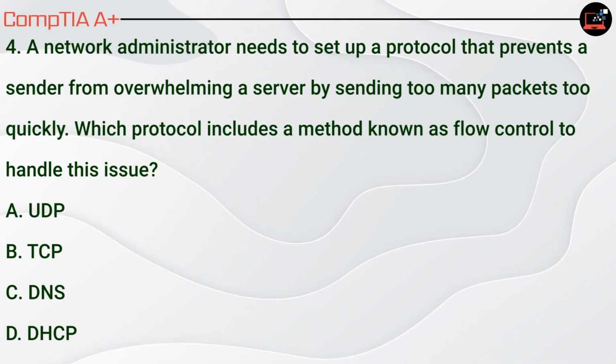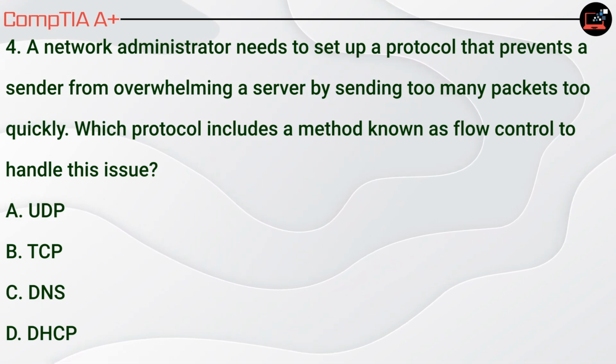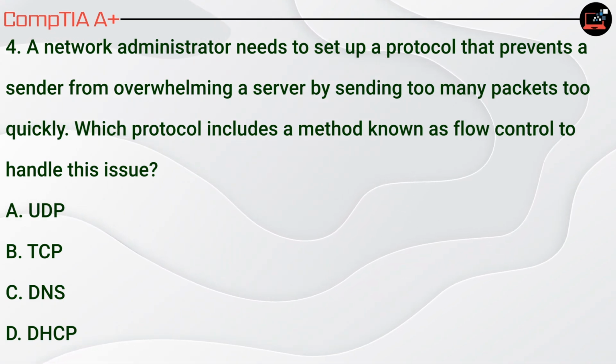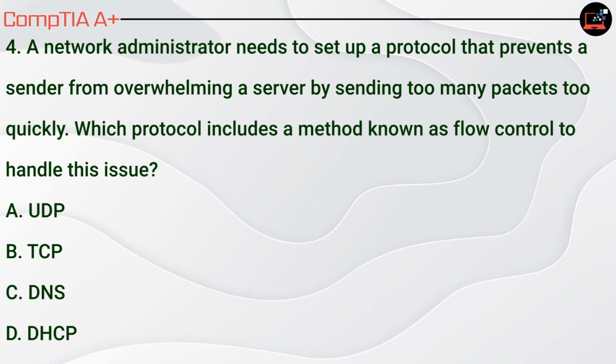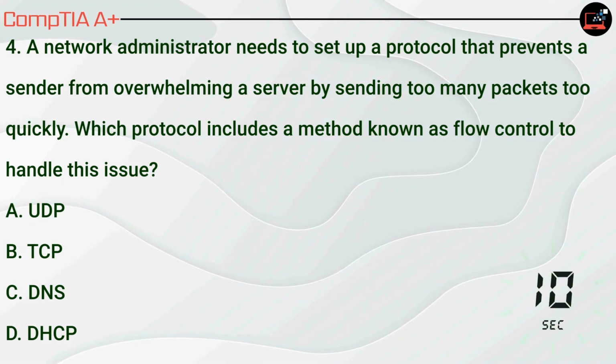4. A network administrator needs to set up a protocol that prevents a sender from overwhelming a server by sending too many packets too quickly. Which protocol includes a method known as flow control to handle this issue? A. UDP, B. TCP, C. DNS, D. DHCP.